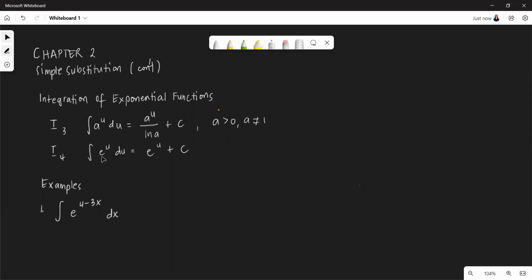All right, and then if the base is e, or Euler's number, raised to a power of u, and then du, the integral is e raised to the power of u plus c.